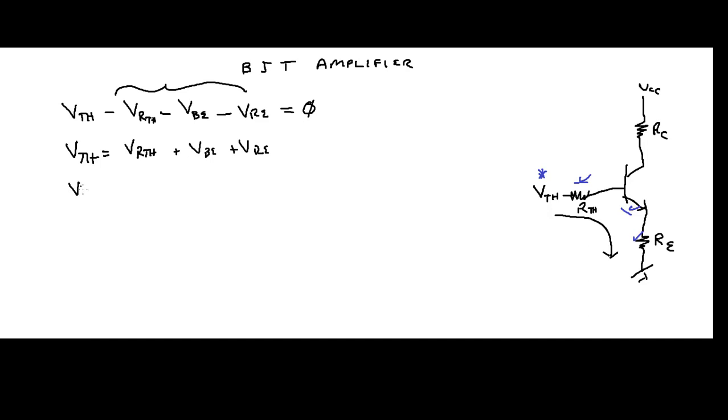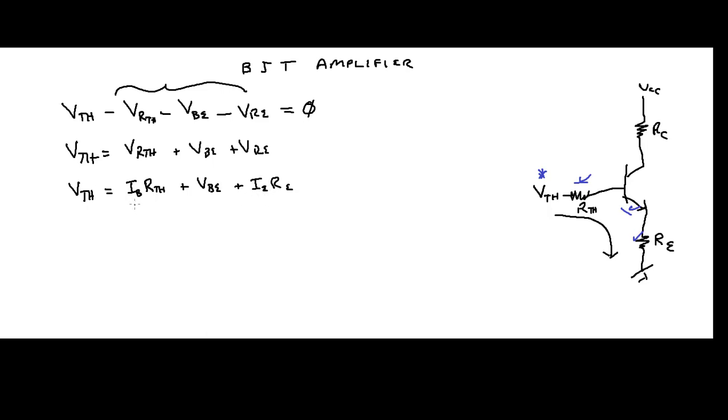Let's just rewrite this now and say what we know using Ohm's law. This is going to be equal to what? This is going to be equal to your base current, IB, times RTH. Get it? VBE is going to stay the same, right? And what's this going to equal? Well, that's going to equal IE RE. Get it?